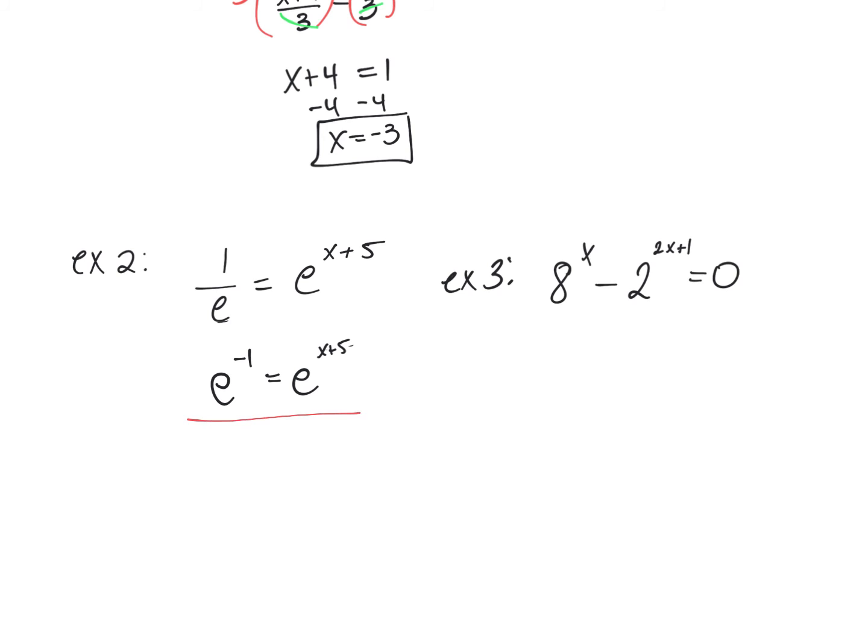And that's my critical step. I can set my exponents equal to each other now. -1 equals x plus 5, minus 5. And -6 equals x.